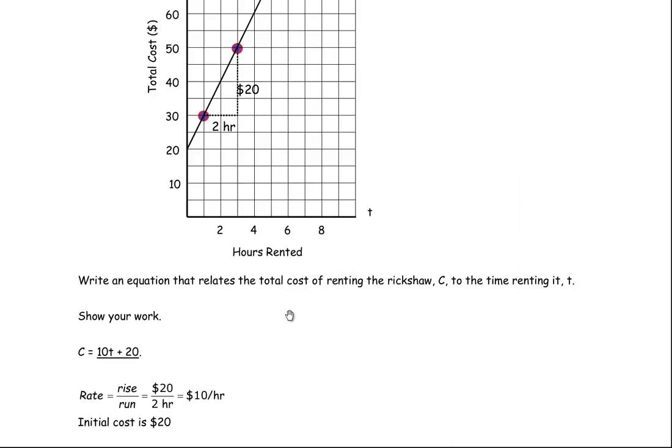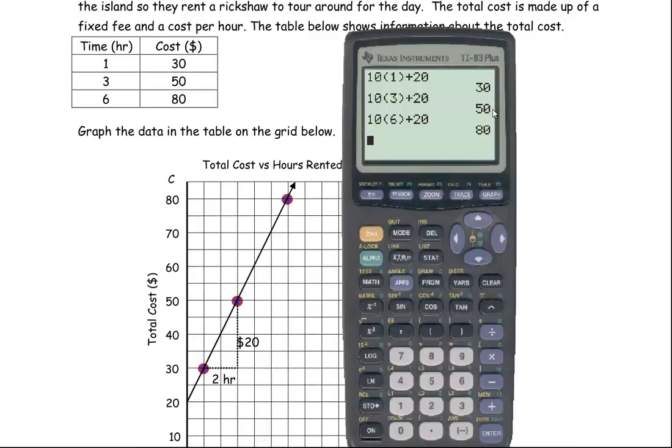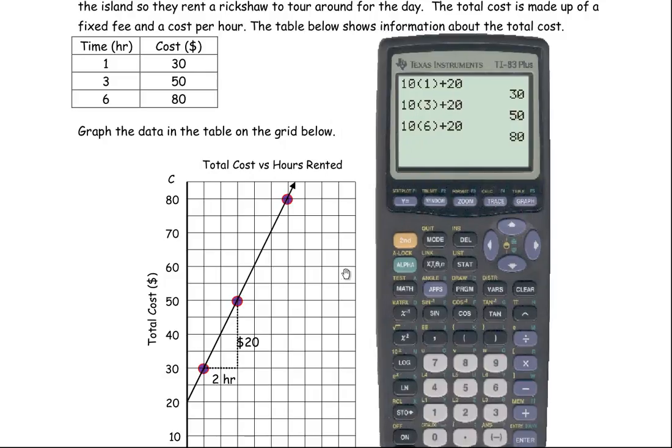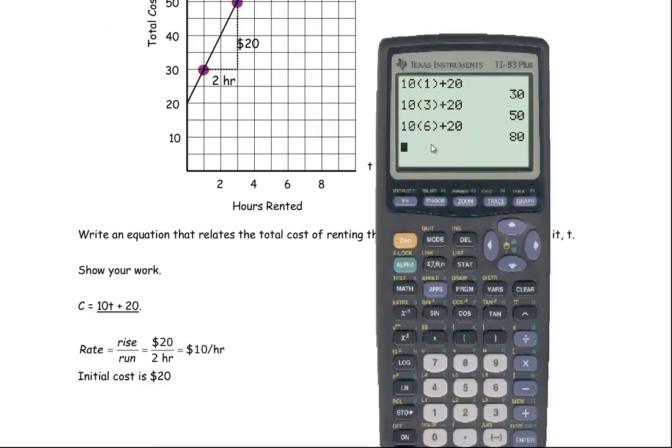And if you compare that to the table above, there's the $30, $50, $80 for the 1, 3, and 6 hours. So that's the form the equation is taking. It's 10 times the time in hours plus 20. So that's why the equation would be C equals 10 times the time plus 20. This is the rate. That's the fixed value.